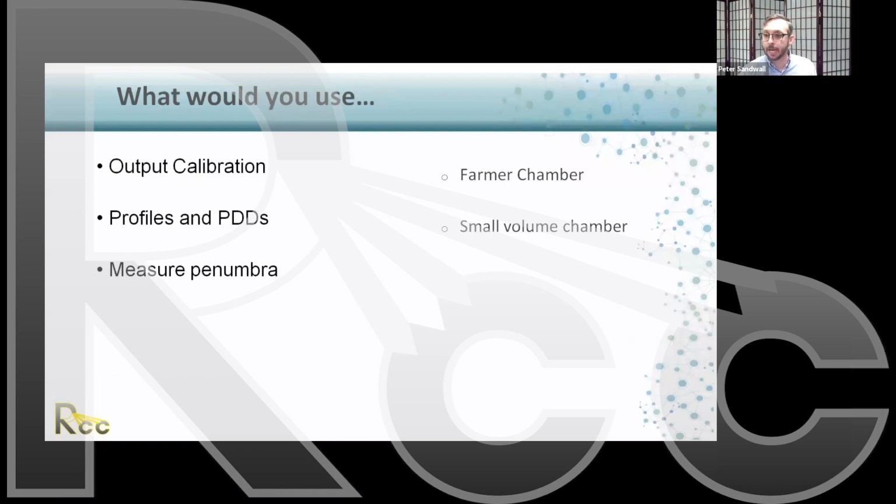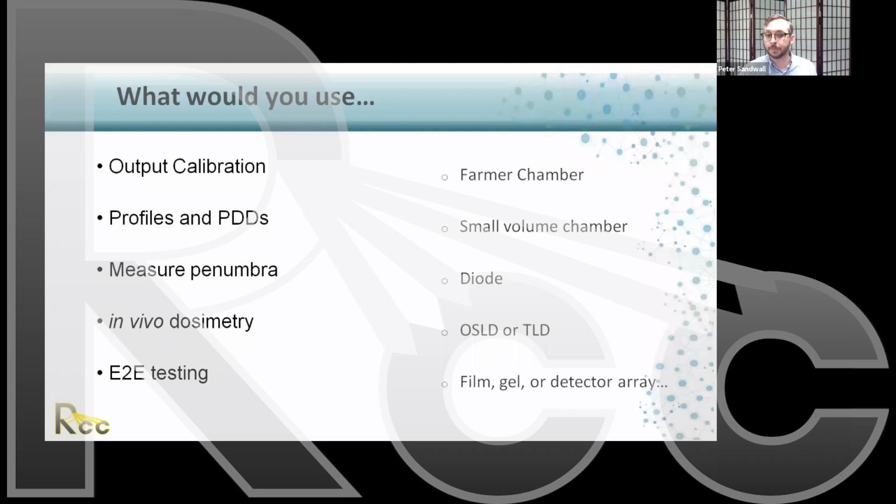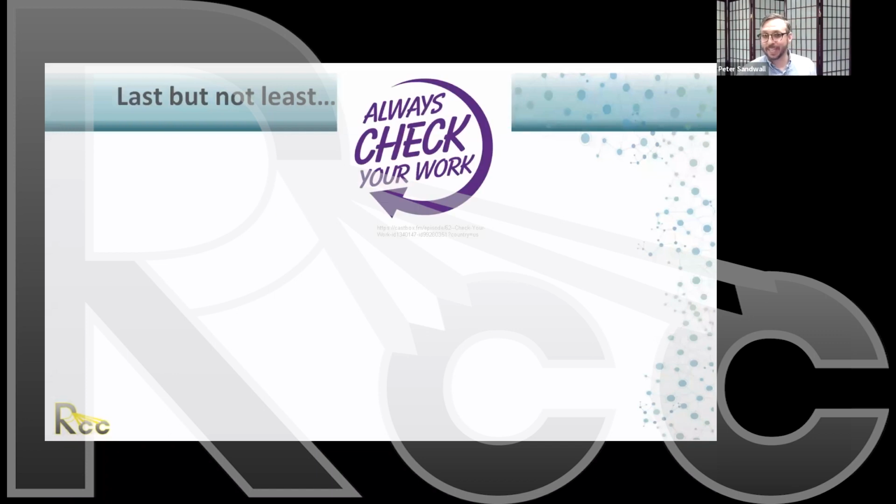These are the same questions I asked before. I saw you got the answers right, so I'm just going to move through them. The output calibration, the Farmer chamber. PDDs and profiles, small volume chamber. Sharp penumbra, you're going to get with a diode. In vivo dosimetry, OSLD, TLD. End-to-end testing, film, gel, or detector array, and end-to-end testing is coming up next week. So almost done, because last but not least, always check your work.